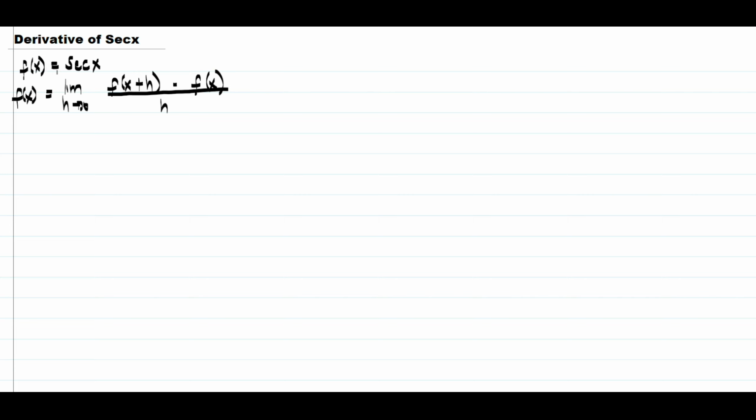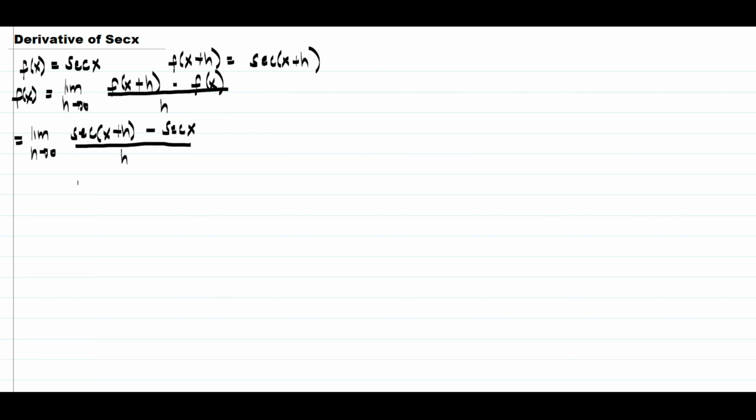And since we have f(x), which is secant x, let us have f(x + h), that is secant (x + h). So let us substitute this to the given formula. Let us have the limit as h approaches 0 of secant (x + h) minus secant x all over h.